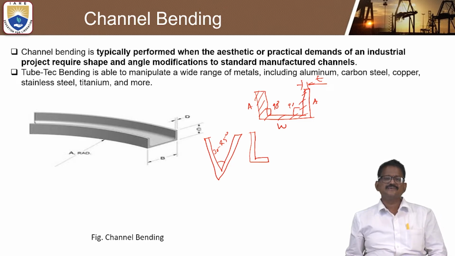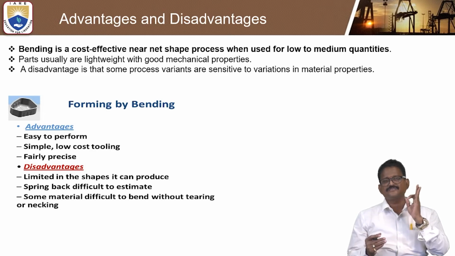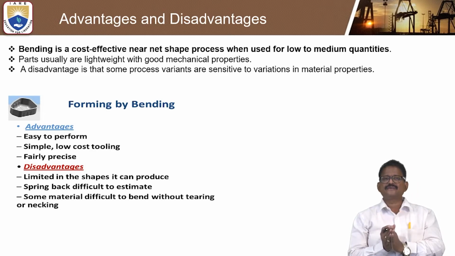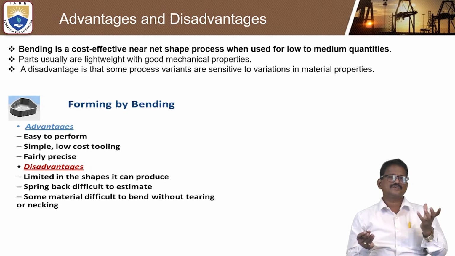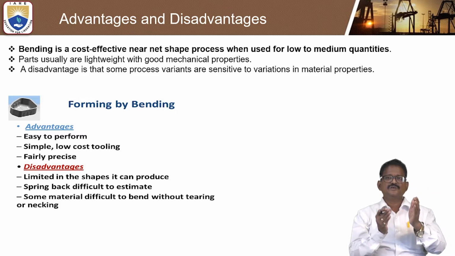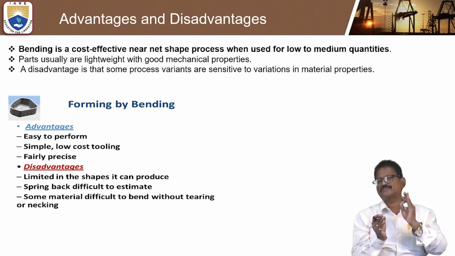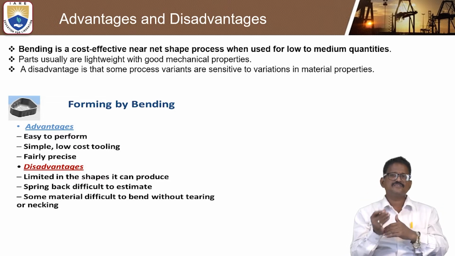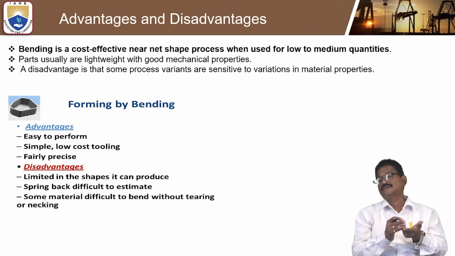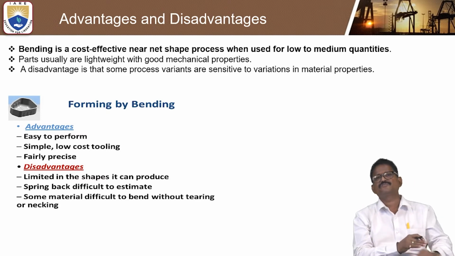So now we'll discuss the important advantages and limitations or disadvantages of this bending. In general, bending is a cost effective process. Okay, sometimes for net shapes with low or medium quality, bending is very economical. Parts are usually light in weight and have good mechanical properties such as strength, toughness, and ductility. All these mechanical properties can also be improved by this simple bending process.